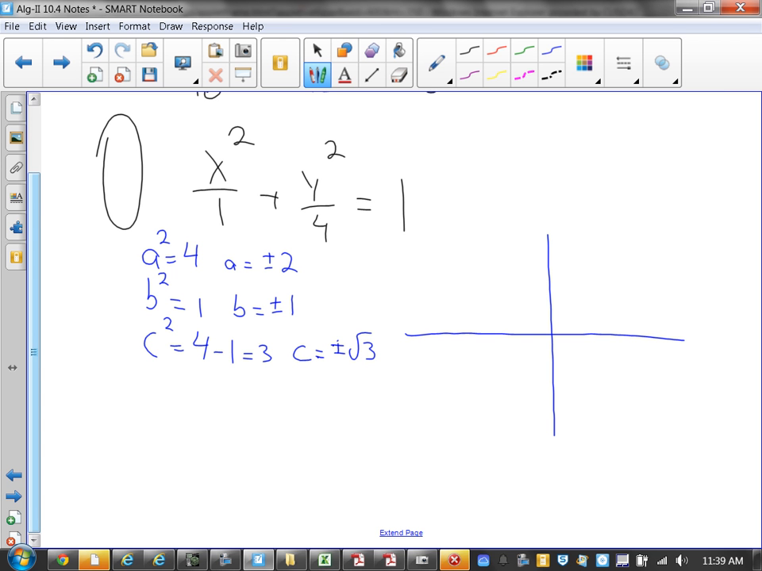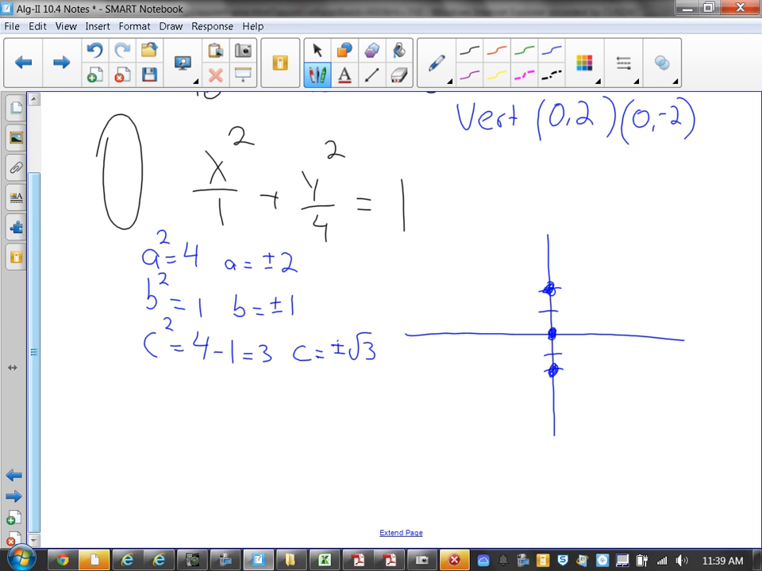Our centers are located at the origin, so we're going to start at 0, 0. I know that this is up and down because I told myself to remember that at the beginning of the problem. See how easy it is to forget if you don't do that? So if I know that's going to go up and down, I know my vertices have to go up and down. So I walk up 2. I walk down 2. So my vertices are located 0, 2, 0, -2.